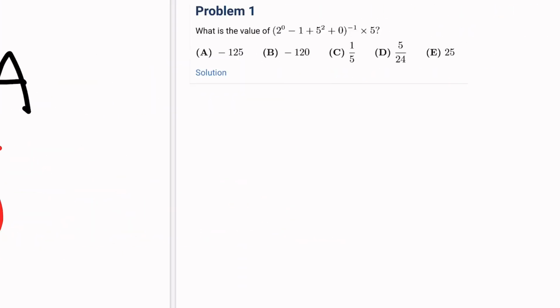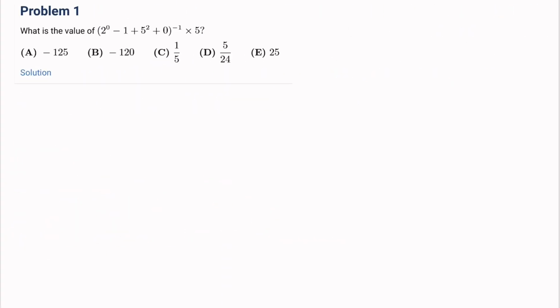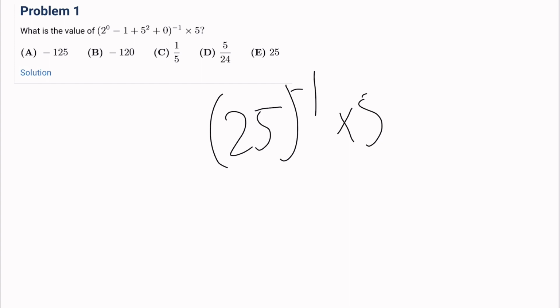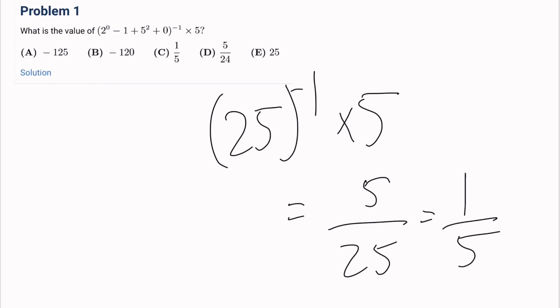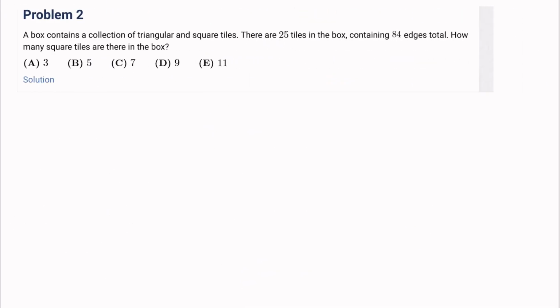So let's get started. First problem, what is the value of this? So what we can see is it's 1 minus 1 plus 25, which is 5 squared, plus 0, so I won't write that. And then that inverse, but this is 0, so this is 25 to the negative first power times 5, which equals 5 over 25, equaling 1 over 5. The answer is C.